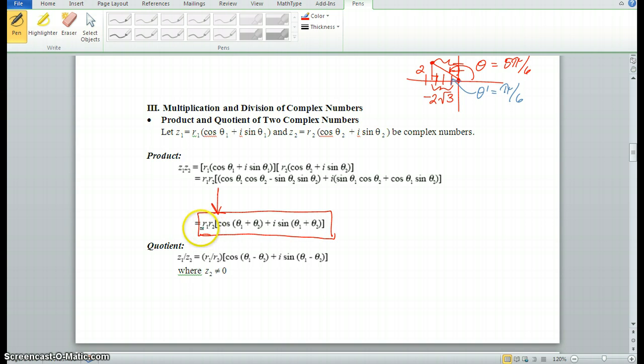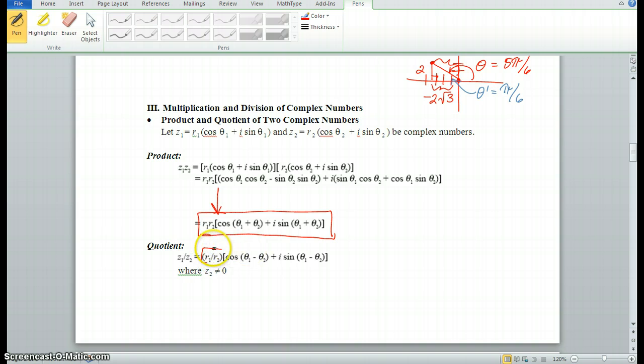And more importantly, the derivation leads to this formula. This right here, r sub 1 times r sub 2 times the quantity cosine theta sub 1 plus theta sub 2 plus i sine theta sub 1 plus theta sub 2, is what we're going to focus on when finding the product of z sub 1 times z sub 2. So this is just a derivation to help you get there. Focusing on this is what our real objective will be in a little bit here. The quotient property works like this. z sub 1 over z sub 2 equals r sub 1 over r sub 2 times the quantity cosine theta sub 1 minus theta sub 2 plus i sine theta sub 1 minus theta sub 2.